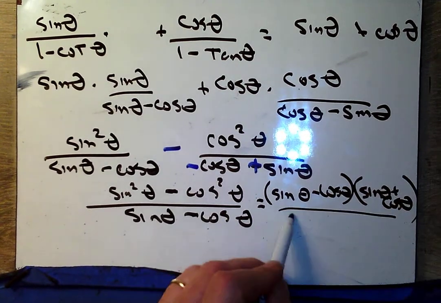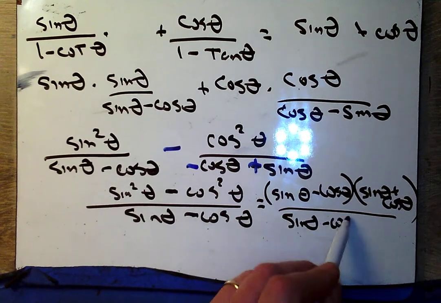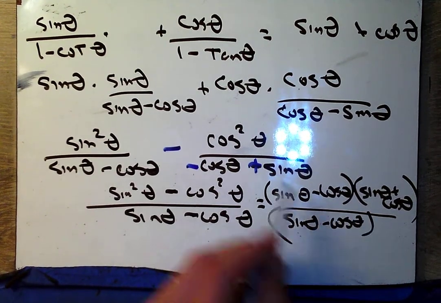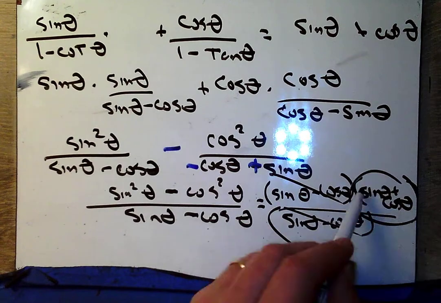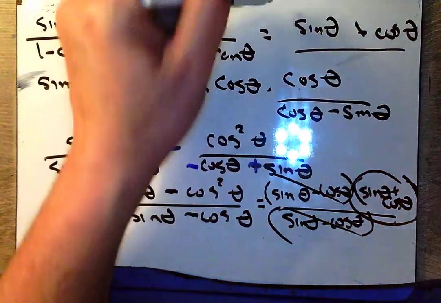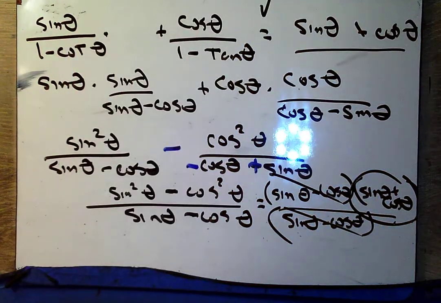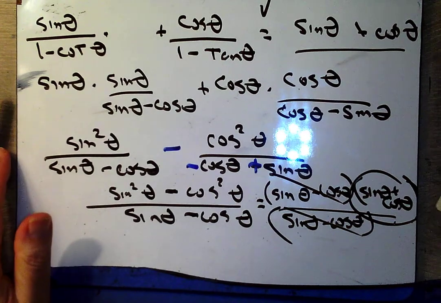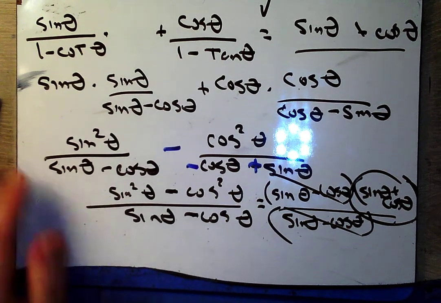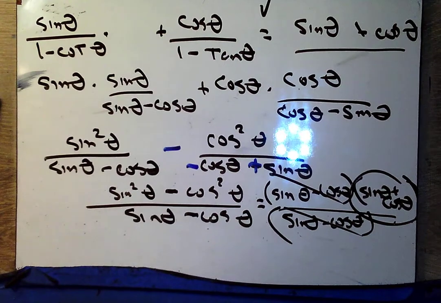And all of that is over sine minus cosine. Well, those cancel, and I'm left with sine plus cosine. Ta-da! All right, good. So there are certainly other ways to do this. This is the long way that most students prefer. Yeah, they find that very reassuring.